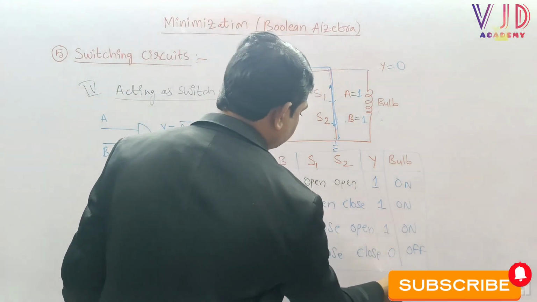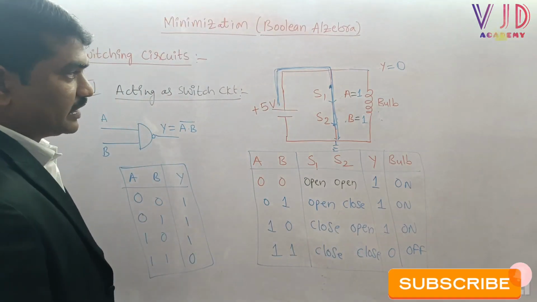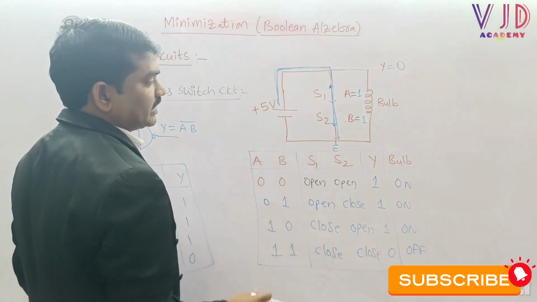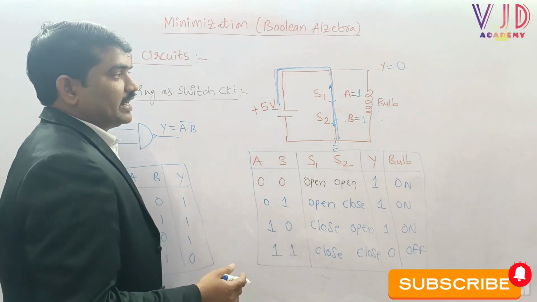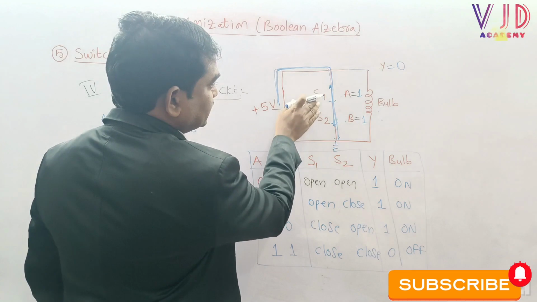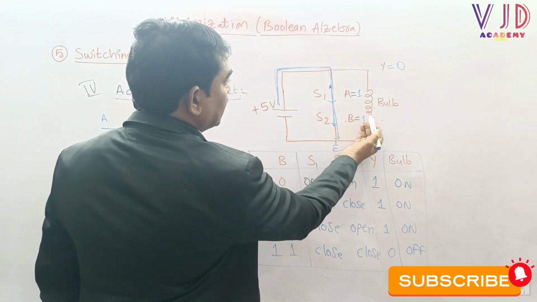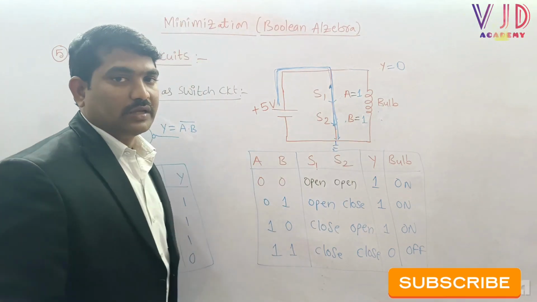Sir, let us try to compare the basic truth table and the switching circuit truth table. Here both truth tables are the same, so we can say that this particular switching circuit is acting as a NAND gate when we connect these switches S1 and S2 in parallel to the bulb. Sir, this is what a NAND gate is.